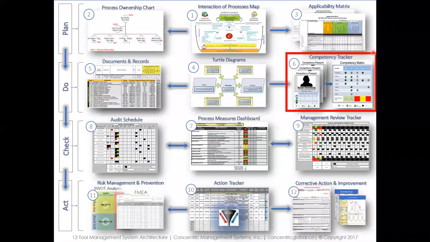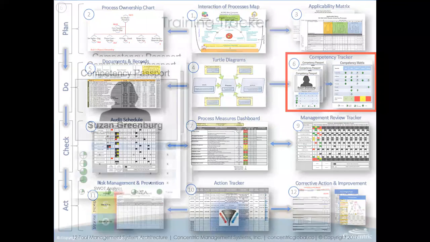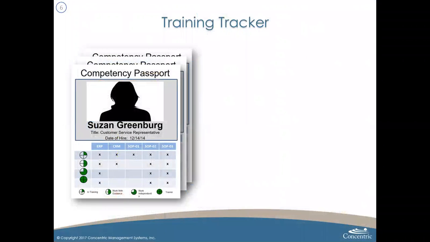Tool number 6, competency tracker. So this one's really cool. I saw an example of this at an automotive company in Kokomo, Indiana, probably over 10 years ago. They had this deal called a training passport, or just this concept of a passport. And I really, really liked it, and I've deployed it at several different companies.